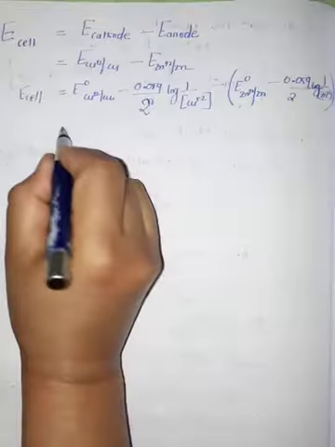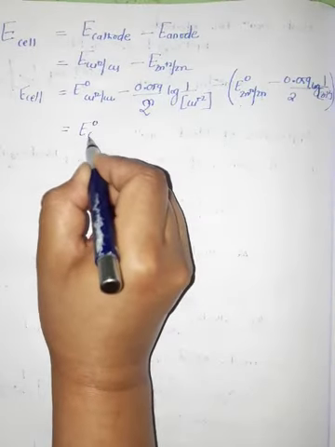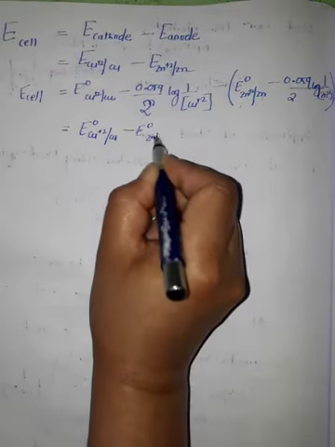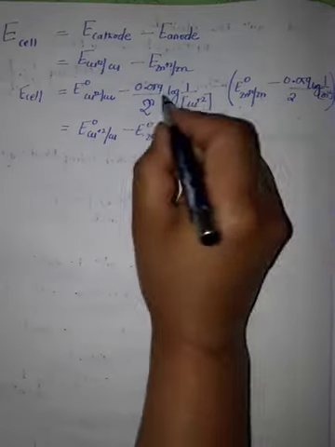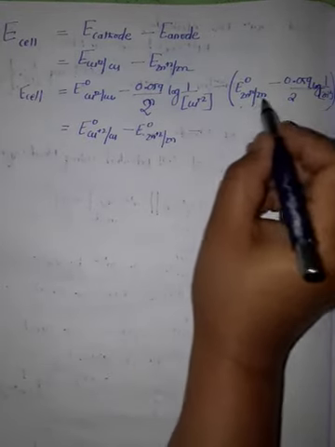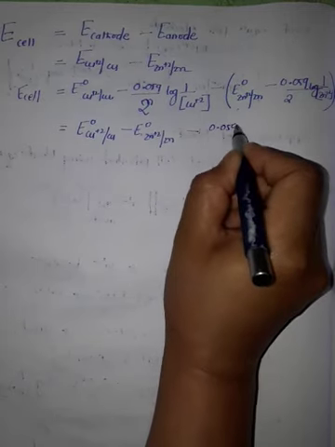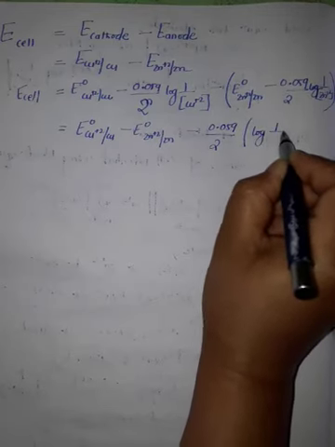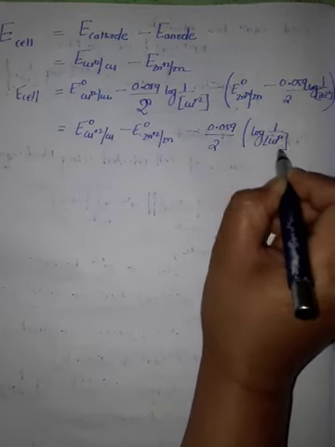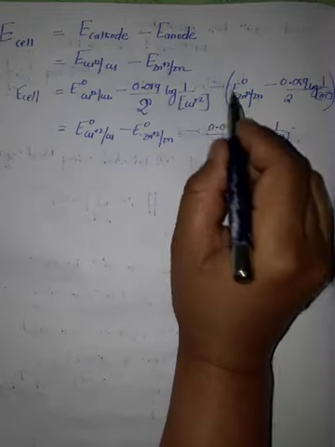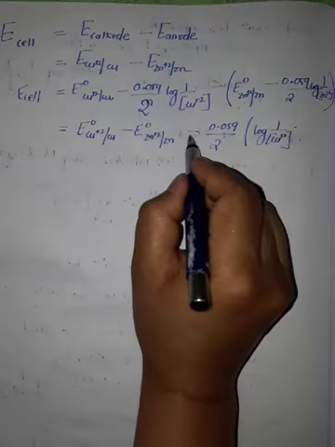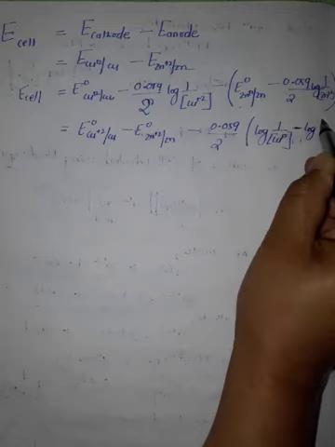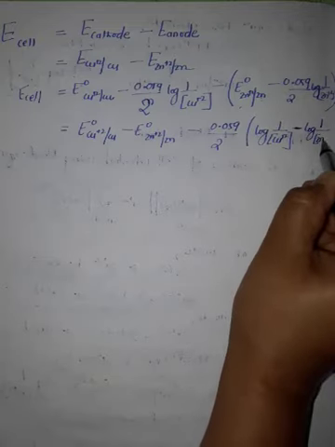Now when you open the bracket, keep the standard electrode potentials on one side, so minus E naught of Zn plus 2 to Zn. Among the two, what is common between them? 0.059 divided by 2, right? Then log 1 by the concentration of copper ion. When you take the minus common, the sign changes, so minus 0.059 divided by 2 times log 1 divided by the concentration of zinc ion.